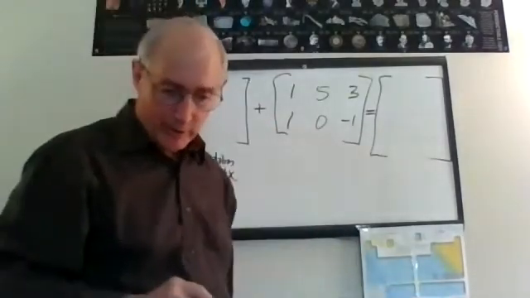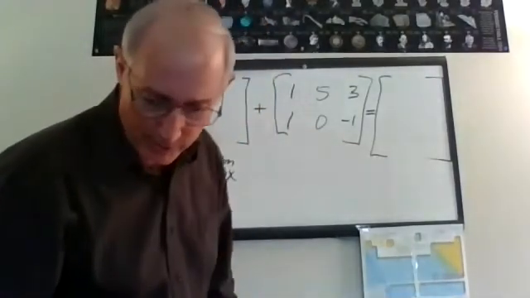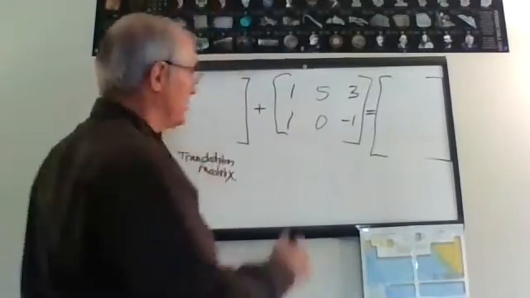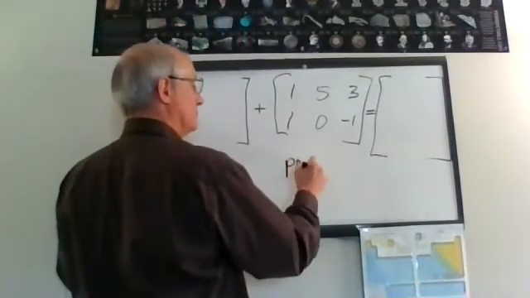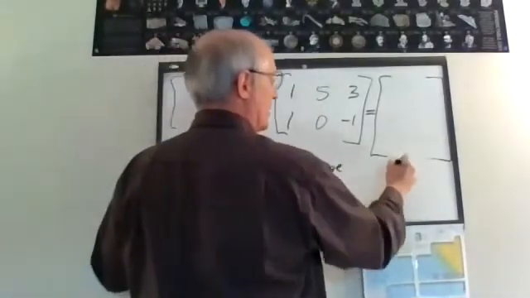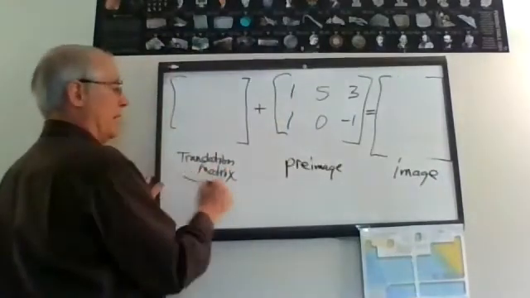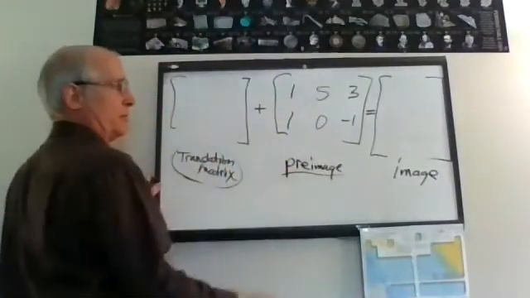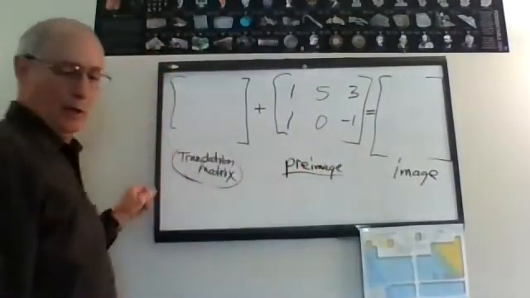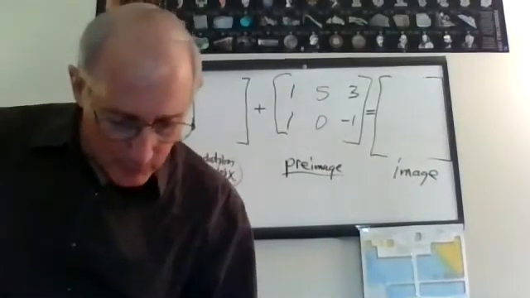And the one that we were given to begin with is called the polygon matrix or the pre-image. And this thing over here is called the image. So when you apply the translation matrix to the pre-image, you get the image. And what is the translation matrix? Go to example 3 and read with me.